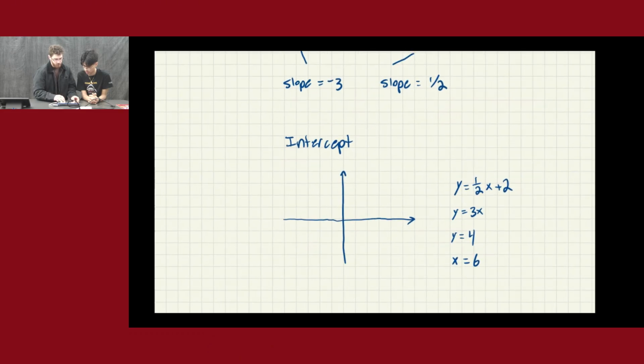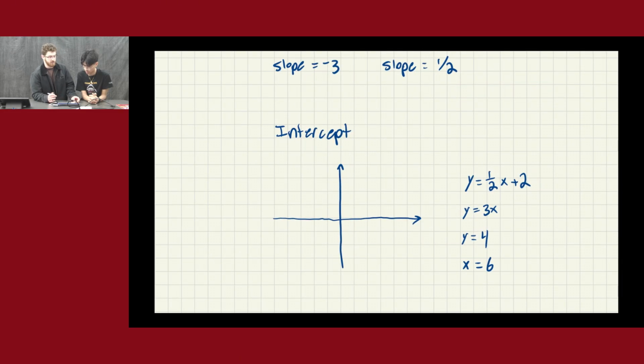So let's work on graphing these 3 lines, or these 4 lines, and then that'll be it for today. So start off with y equals 1/2 x plus 2. What's the first thing that we do?